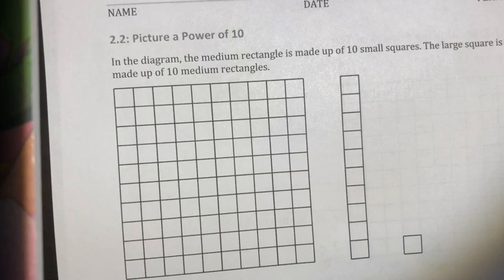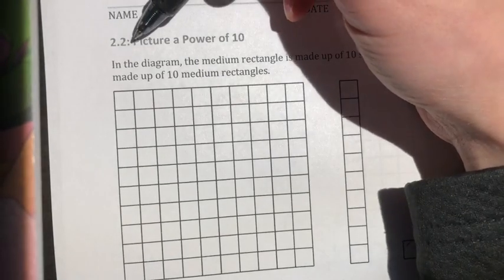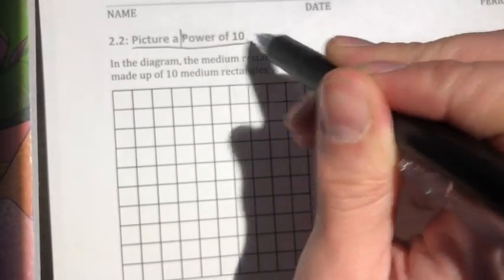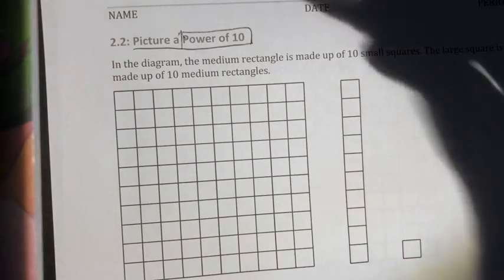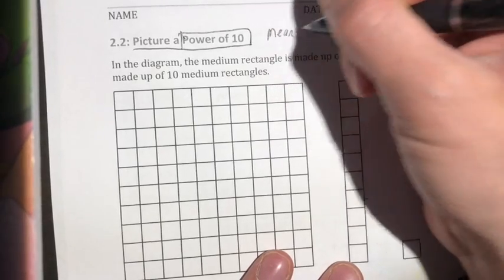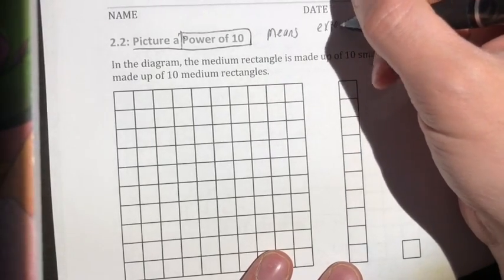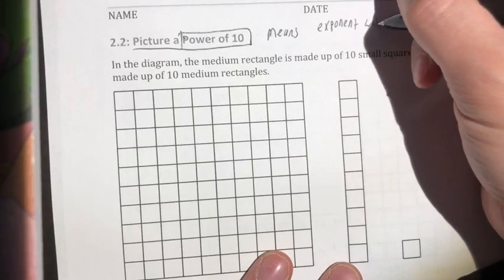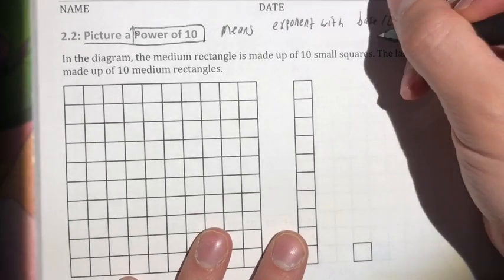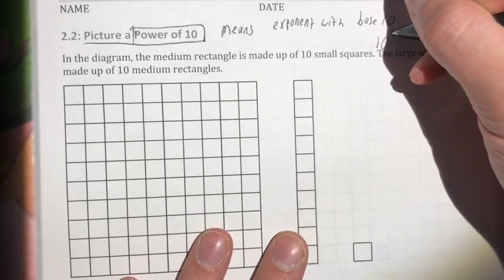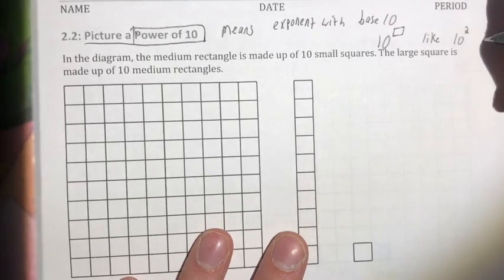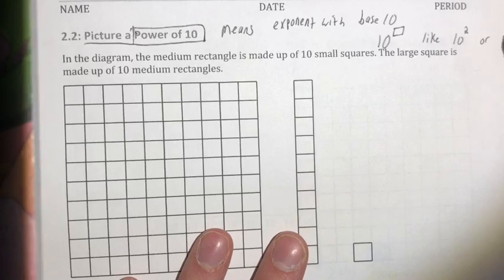Okay, so before we even get to the problem here, I wanna look at the title. The title is Picture a Power of 10. We're gonna be looking all about powers of 10 and powers in general. And when you see the phrase a power of 10, that means it's an exponent with base 10, which means 10 to some power. So like 10 squared or 10 to the fifth power.